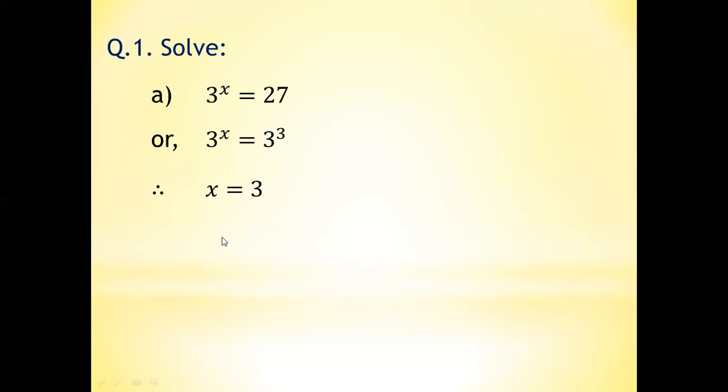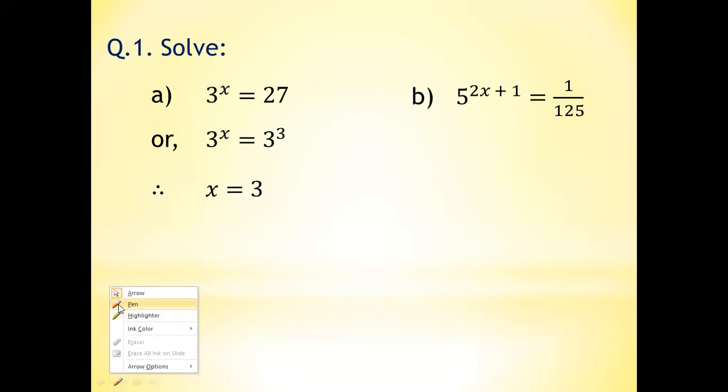Now let's see the second example. Second example: 5 to the power 2x plus 1 equals to 1 by 125. Now if we see the same thing here, we can see that there is base 5, which cannot be further broken down. It is a prime number, like 2, 3, 5, 7 and so on. So in this way 5 cannot be broken down further. But if we see 125 here, 125 can be broken down into lower terms.